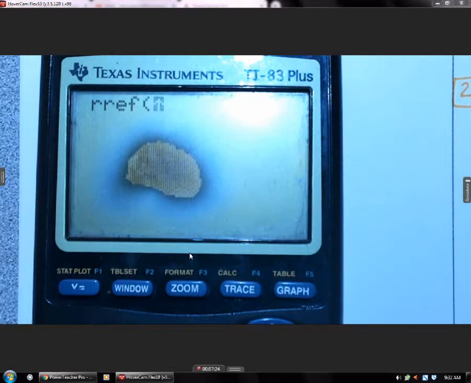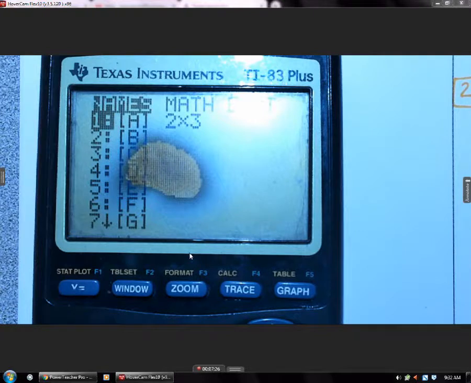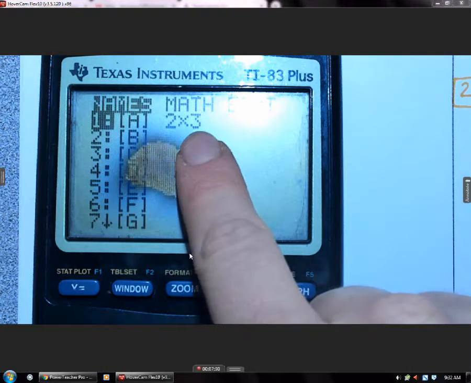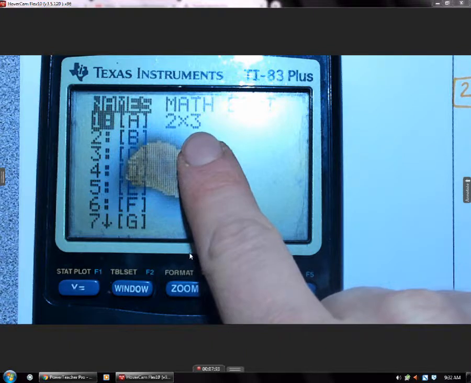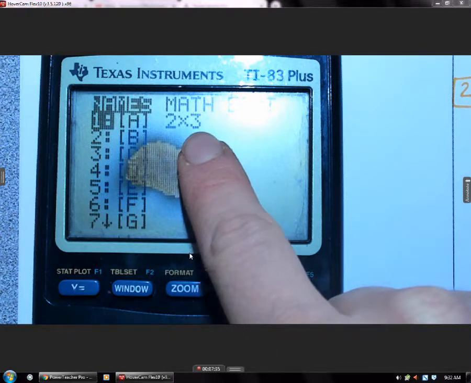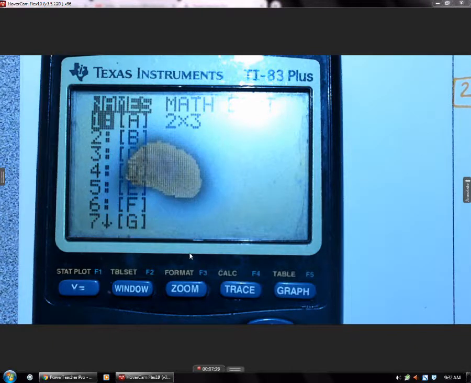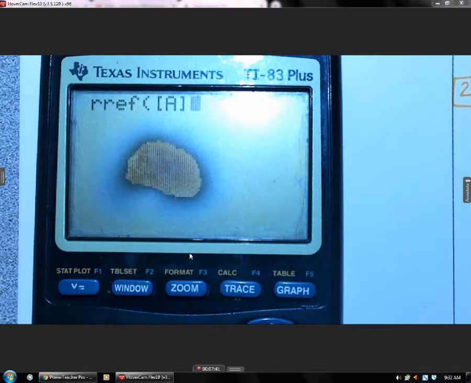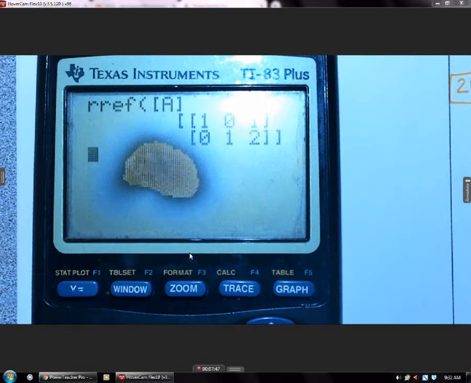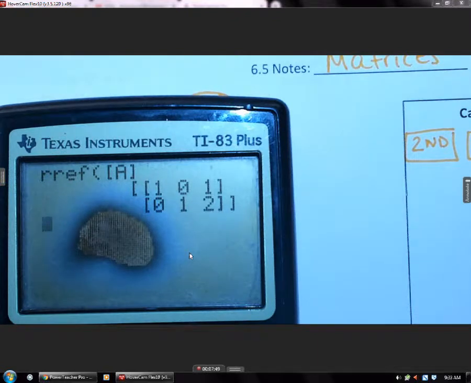So let's press second matrix again. Now see how our matrix A now has 2 by 3 in there? At least mine does. Yours should have that too. It might have other writing underneath it. That's okay. Press enter. And then enter again. That right there, people, is your answer. You don't know how yet, but it is. So this is how your matrix looks.